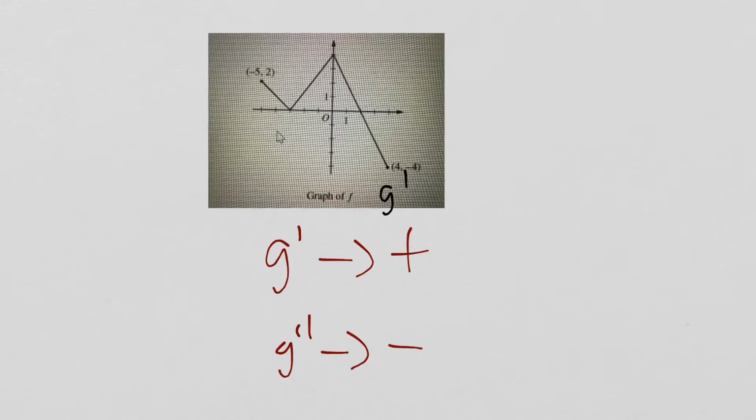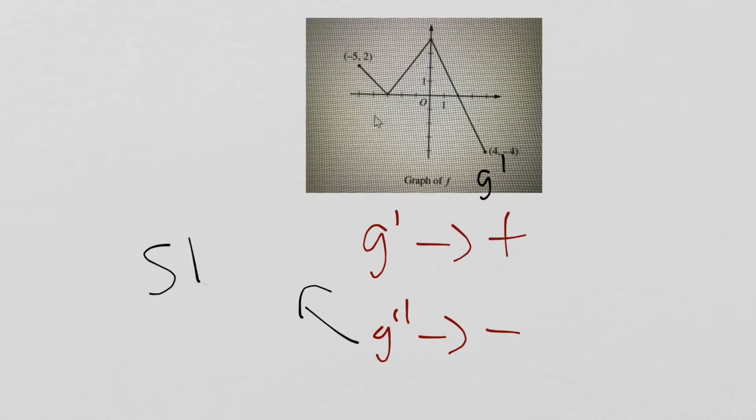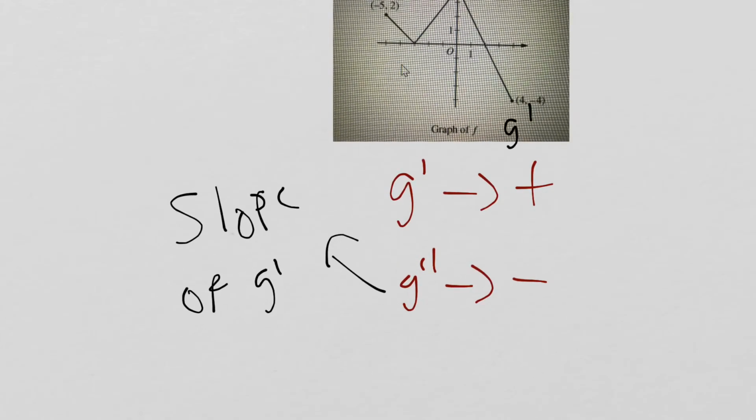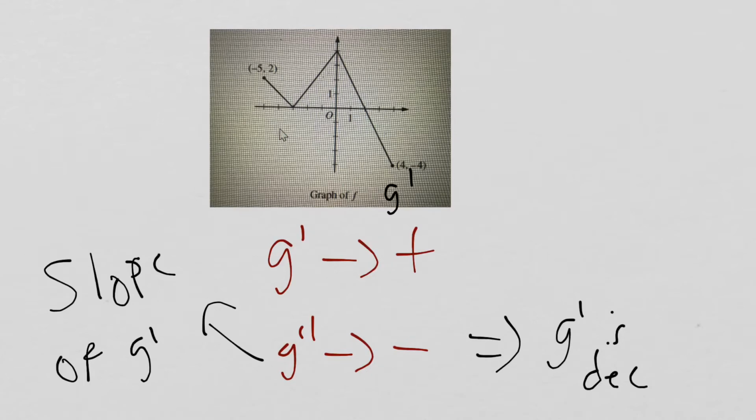But g double prime, what is that going to be in terms of g prime? Well, g double prime is going to be the slope of g prime. So we need the slope of g prime to be negative, while g prime itself is positive. So we need g prime to be decreasing. This implies that g prime is decreasing. Okay, so we can see that g prime is decreasing here, and it's also decreasing here. And g prime is positive here, and it's also positive here, because the output is positive.